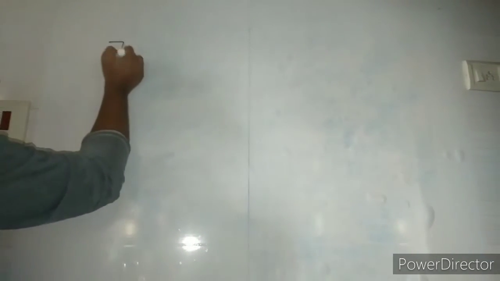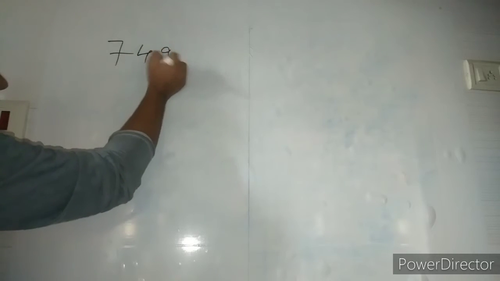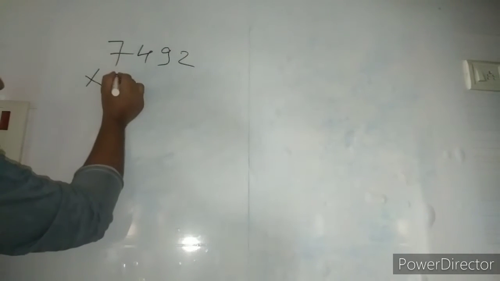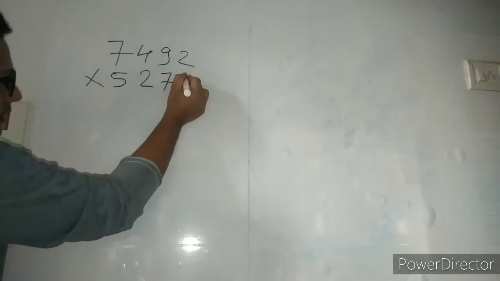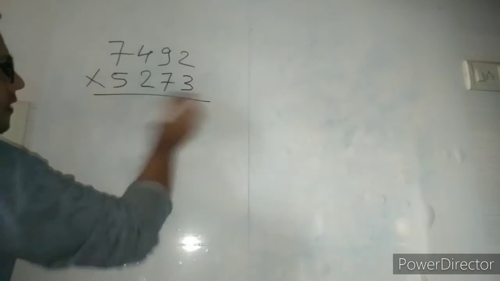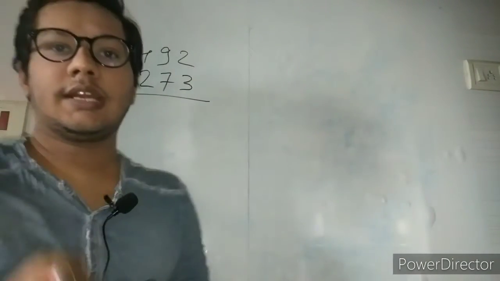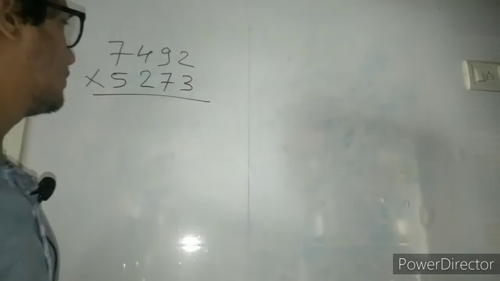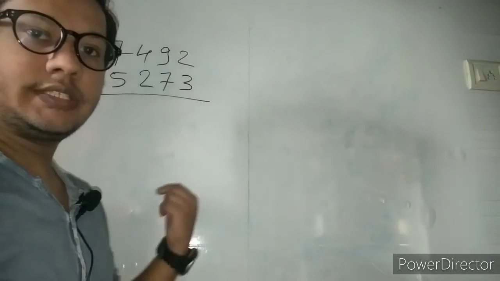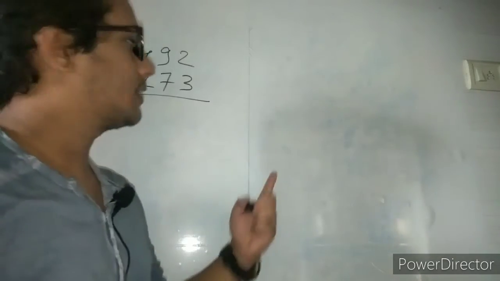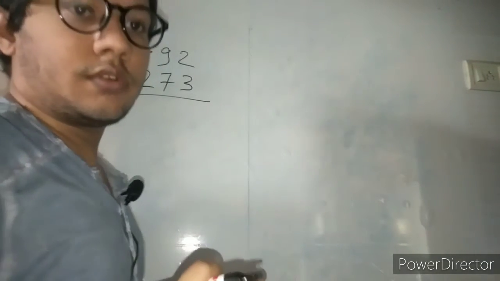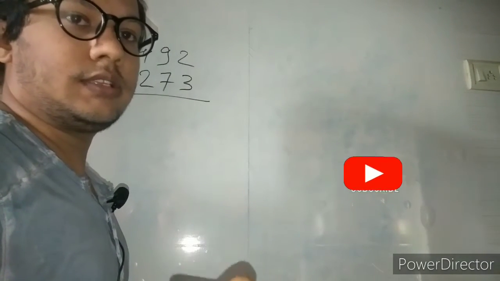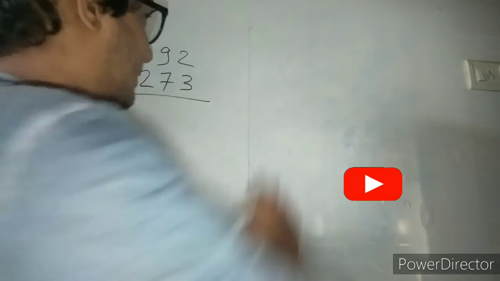So let's start here. First question: 7492 into 5273. So guys, you will get the answer in 7 steps. Before we discuss the question, we'll learn these 7 steps here, and after practice you will get the answer within 6 to 7 minutes. So let's start here.